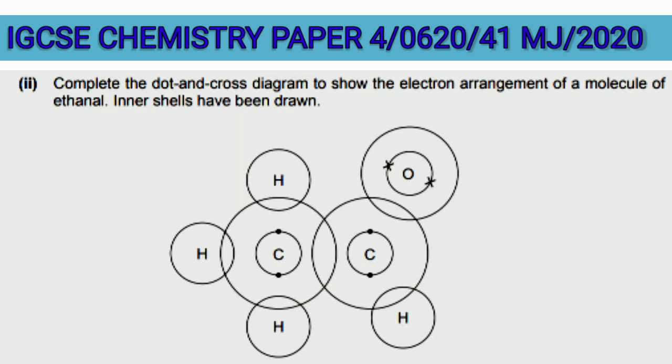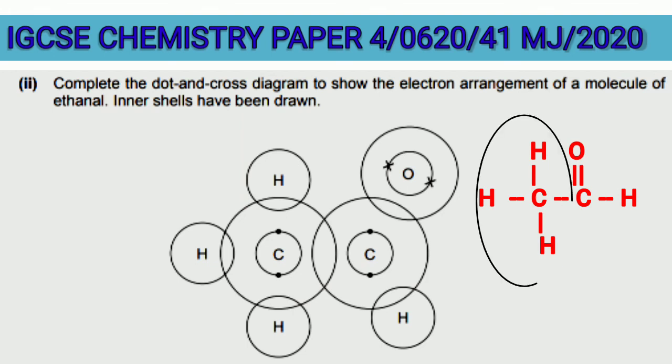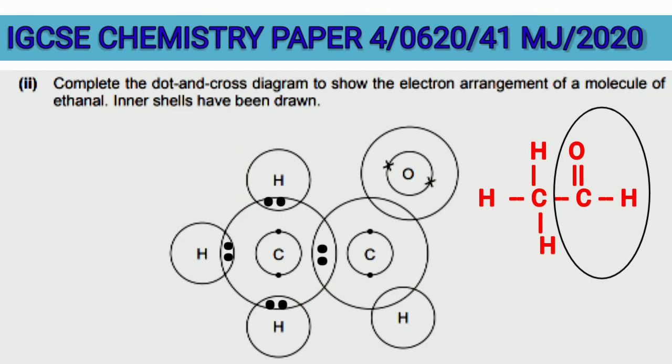Question E2. Complete a dot and cross diagram to show electron arrangement of a molecule of ethanal. Inner shells have been drawn. Let us first draw the branch diagram of ethanal to understand which bonds are to be formed. The carbon atom on the left side has 3 covalent bonds with hydrogen atoms and 1 covalent bond with the next carbon atom. So these are a pair of electrons to represent 4 covalent bonds. Now about 4 bonds of carbon on the right hand side. One we have already shown with the other carbon atom. One with hydrogen is this one, and 2 covalent bonds with oxygen atom are shown by dots and crosses.